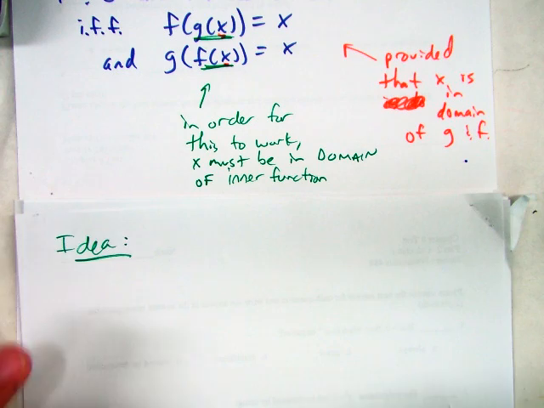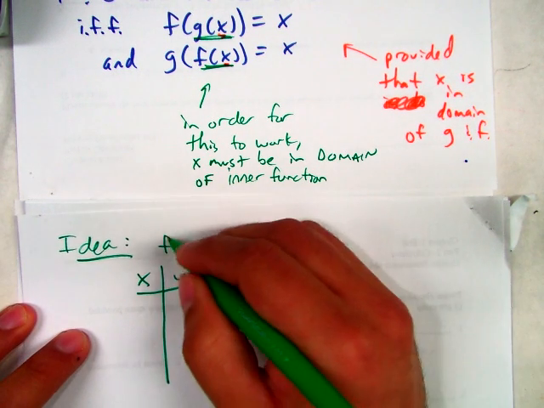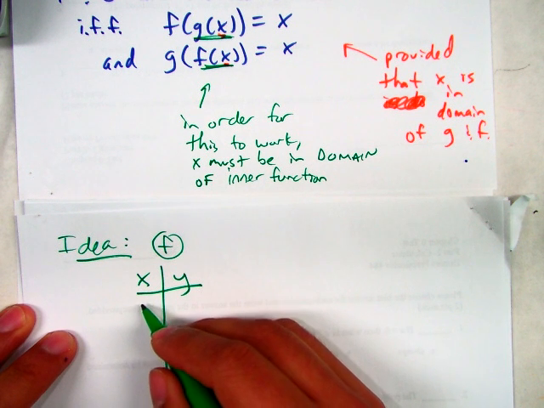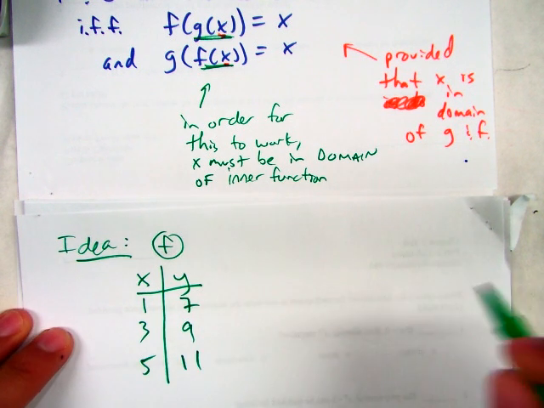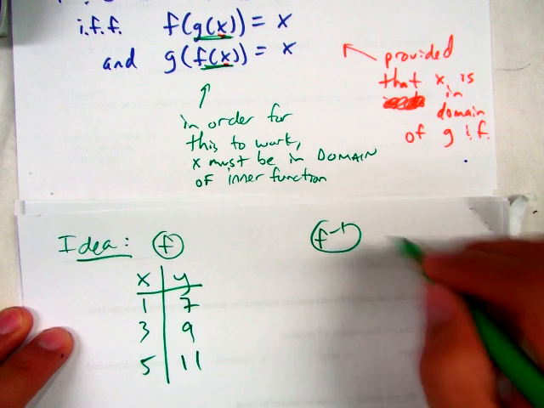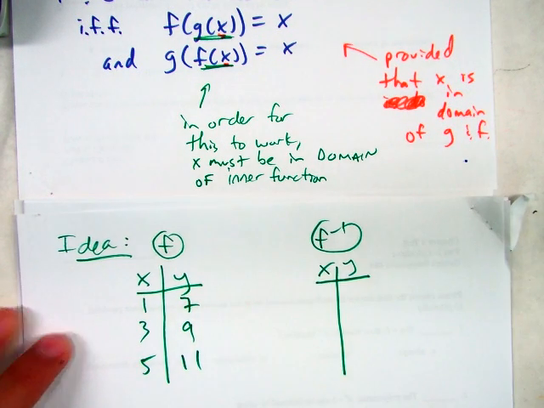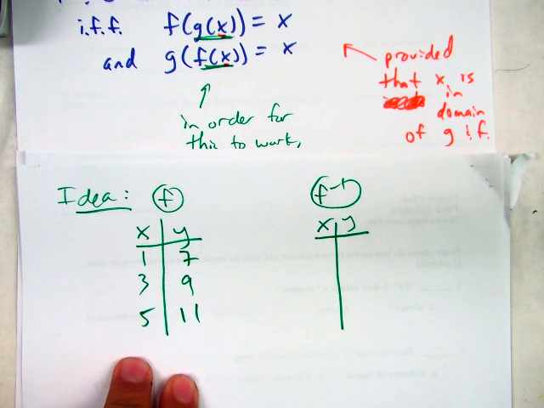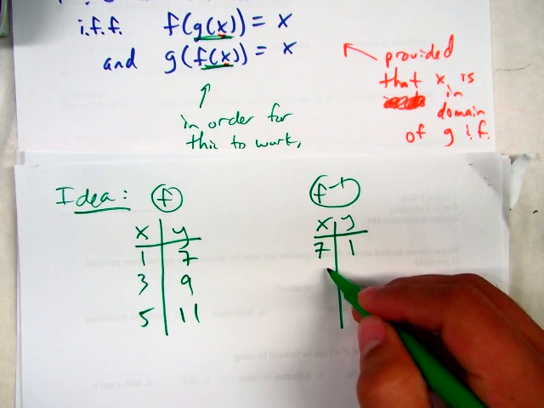Let's say I have a table, x and y, and this is the rule for f. And in the table we have 1, 3, 5. And when I plug those in, I get 7, 9, 11. What's the table for the inverse going to look like, if this is the table for the original function? Exactly. Everything just flips. 7, 1, 9, 3, 11, 5.